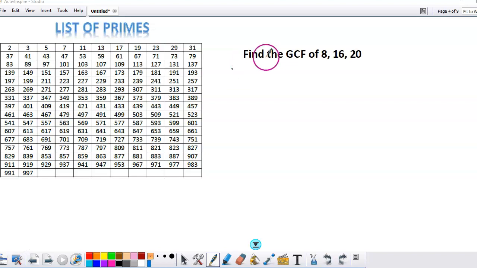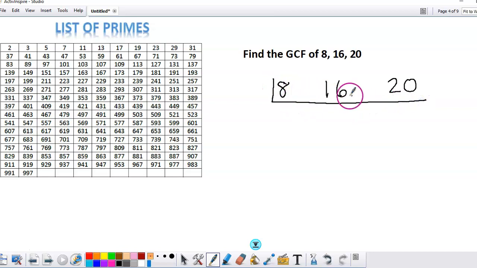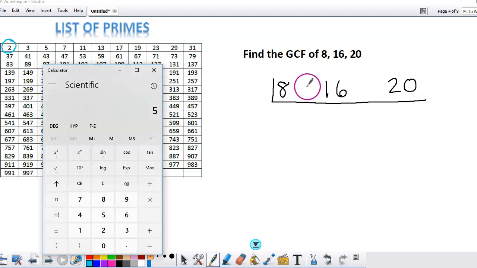The first thing we always do if we're going to find the greatest common factor is list the numbers we've been given. So I have 8, 16, and 20. For our ladder method, we'll draw a nice big long L for ladder. It's an upside down divide sign. And we go over to our chart and look at the first prime number. I'm going to ask myself, will 2 go into 8, 16, and 20? For it to be common, it has to divide into each one of our numbers.